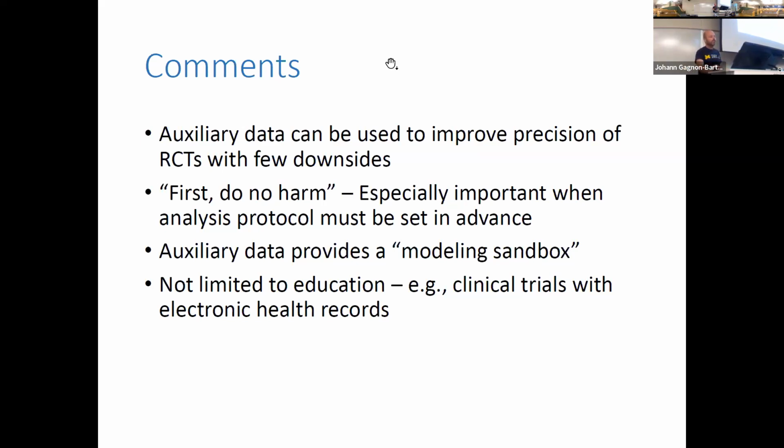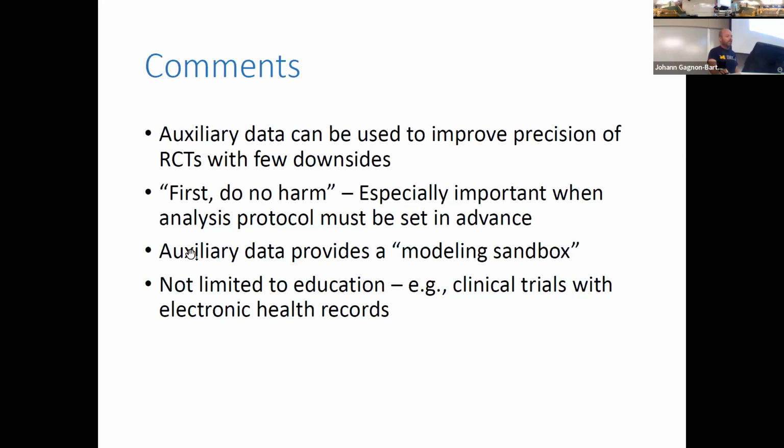And I guess I'll point out here also that this is especially important when you want to set your analysis protocol in advance, which very often you do, so that you don't end up data snooping. You want to put into your analysis protocol something that you're pretty sure will actually, at the end of the day, be helpful or at least not harmful.